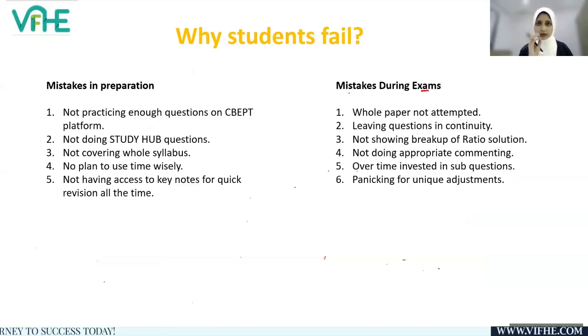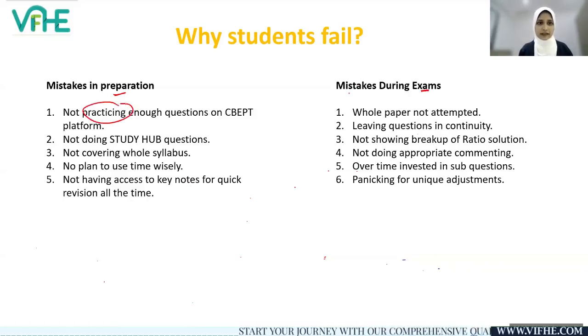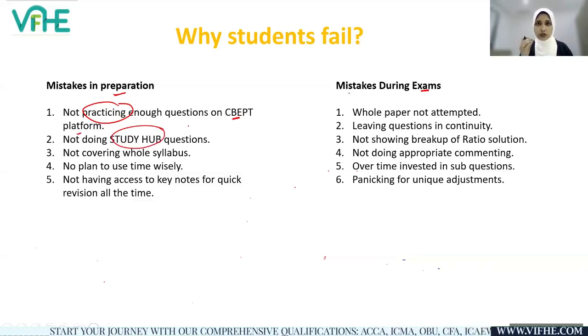Now, moving to the agenda of today, that why students fail. Okay, so first is y'all are making mistakes in the preparation, and then second is y'all are making mistakes during the exams. I want to crack both of them. Now, the first thing that y'all are doing is y'all are not practicing enough questions on the CBEPT platform, and forget CBEPT platform, y'all are not doing even enough study hub questions. Okay, so you'll know that study hub questions, section A, section B, practice questions, quiz questions, section C, constructed response questions, the 20 marker questions, they all are super important. You have to do them twice, guys, at least twice.